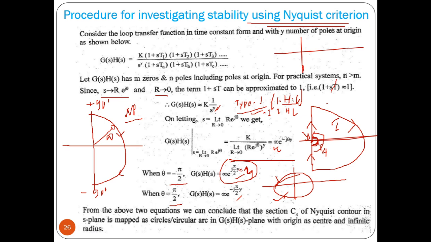Now plus 270, then 180, then 90, 0, minus 90, minus 180, minus 270. So what will you get? This is your first half cycle, this is your second half cycle, this is your third half cycle. So if it is type 3, we will get 3 half cycles, half circles.